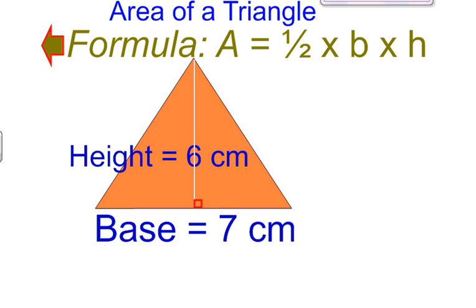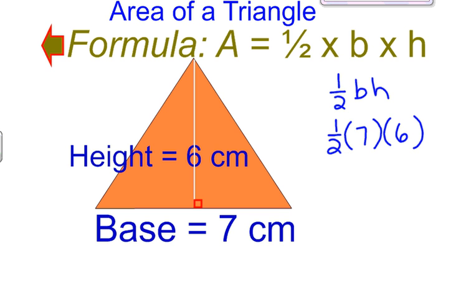So let's go ahead and try a problem with a triangle. My formula is 1/2 base times height. Or in other words, 1/2 of something times something. In this case, I can see that the base is 7. So I'll plug in a 7 for the base. And I can see that the height is 6.